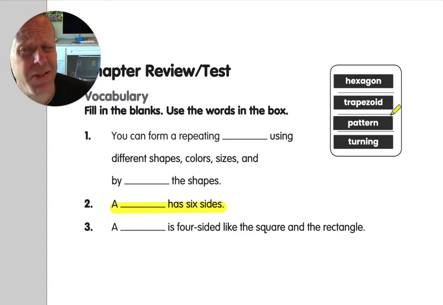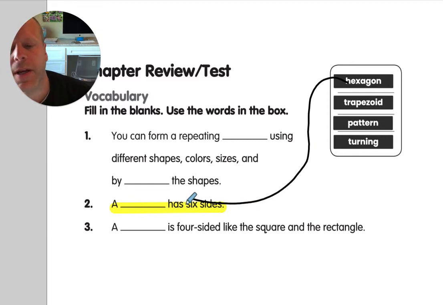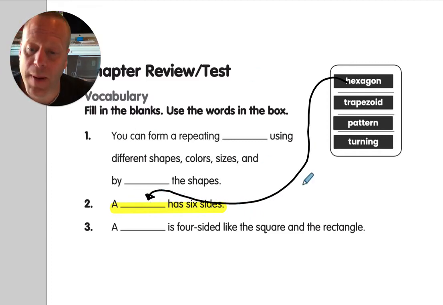A trapezoid, I don't think so. That's a quadrilateral. A hexa means 6. So what I would do if I were you is I would take this hexagon and I would just bring it right down to the line. So on the first page, you're just using the vocabulary in these sentences, trying to make them work.